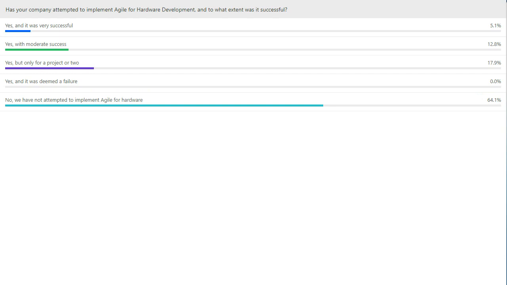Okay, so overwhelmingly the answer amongst our group of attendees today is that you have not attempted to implement Agile. We do have some folks who have implemented it just for a project or two, about 20% of you. About 15% or so have done so with moderate success, and about 5% of you here today have done it, and it was very successful. So my biggest takeaway here that I want to point out is we don't have anyone in our audience today, of all our attendees, who said yes and it was deemed a failure. Okay, I think that's a huge takeaway here.